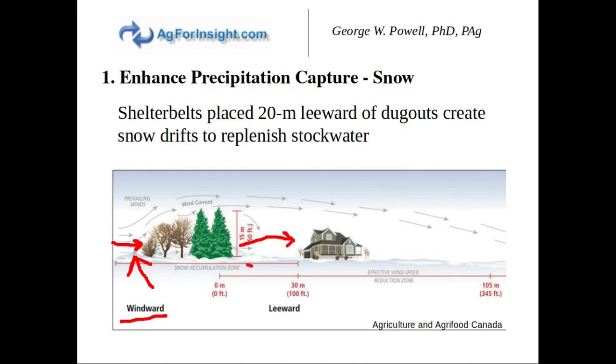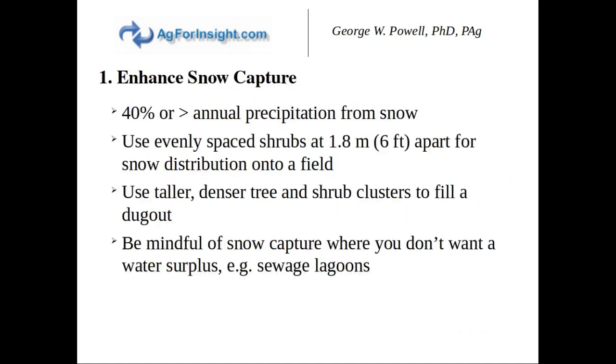So that zone within 20 meters, the wind speeds drop significantly enough that they don't have the energy to carry snow along anymore, and so it creates a snowdrift. In the spring, when that snowdrift melts, that water fills a stock pond. This is important because 40% or more of your annual precipitation can come in the form of snow, so it's an important natural resource for you to take advantage of trapping.